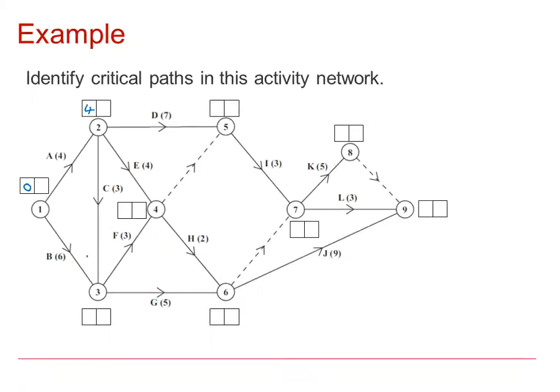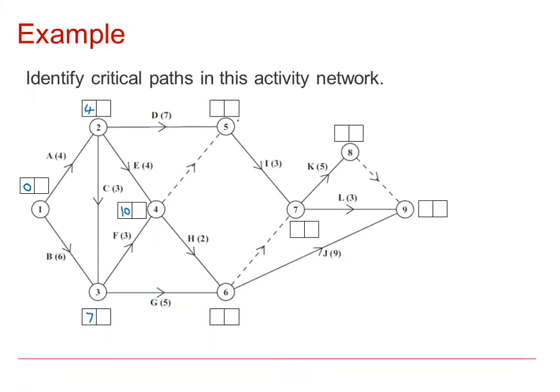The earliest that event 3 can happen is at the end of C, and we need to finish B. So it's either 4 add 3 is 7 or 6. So the earliest that this can happen is 7. You go for the bigger time. If I put 6, I won't have enough time to finish C. The earliest that this event can happen, event 4, is the completion of E and the completion of F. So it's either 4 add 4 is 8 or 7 add 3 is 10. In order to finish E and F, I would need 10 units of time.